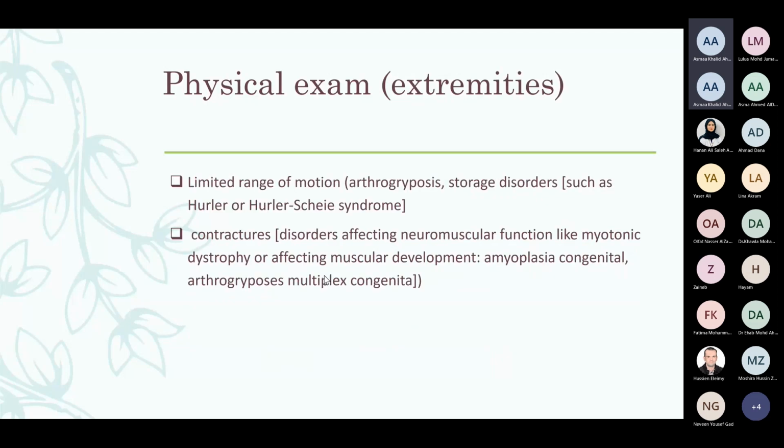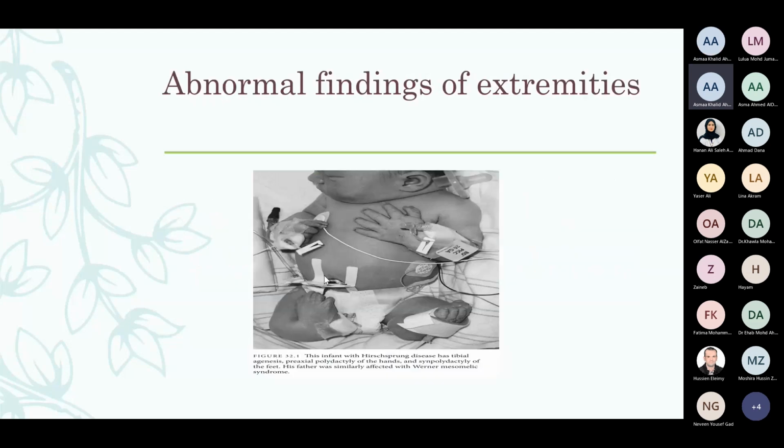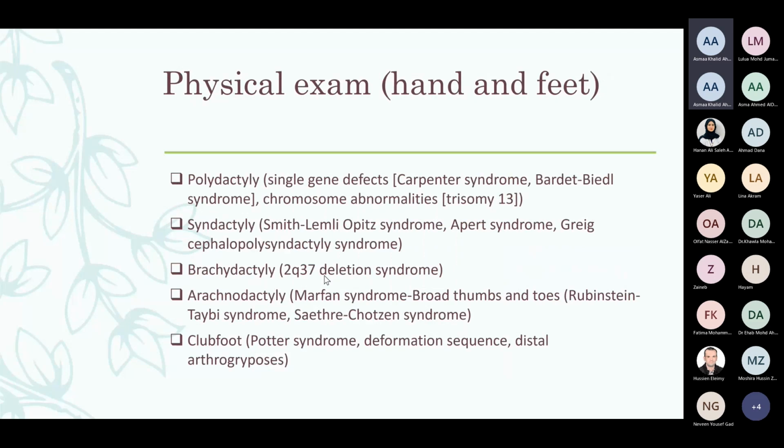The extremities, we know that sometimes there will be a limited range of motion, like arthrogryposis, contractures, a contraction due to certain disorders that might affect the function, like myotonic dystrophy, and arthrogryposis multiplex congenita. This is just a picture. Basically, you have to look for it all.